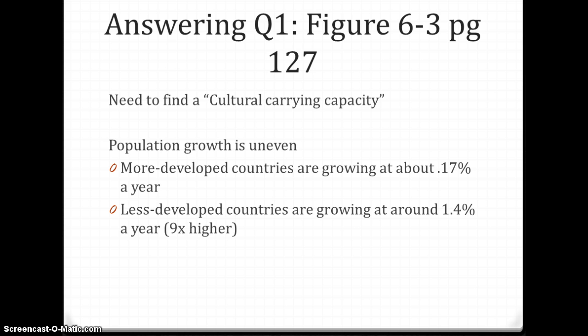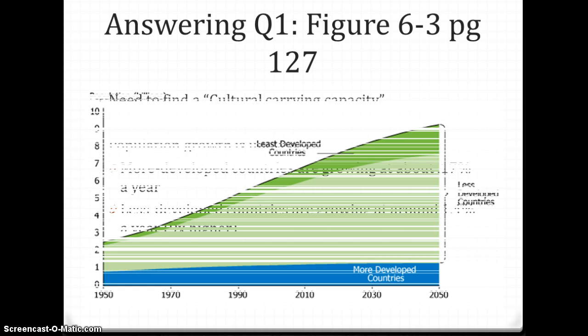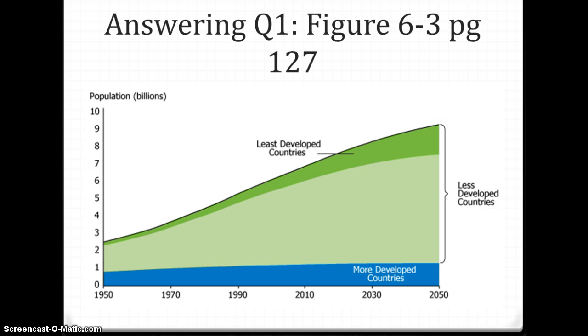Now, figure 6.3 on page 127. Figure 6.3 on page 127 is a graphic showing how uneven population growth is. As you can see, in the less and least developed countries, you have this huge increase in population that's going on.